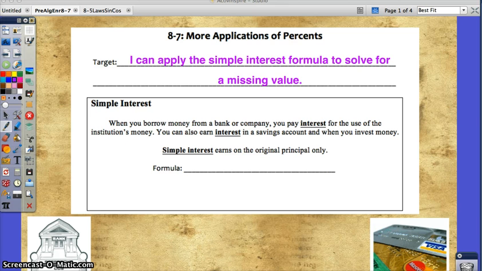You can also earn interest. So if you put a lot of money into a savings account, the bank really is borrowing your money now, and so they can add interest to your account based off of how much you have in there. You can also earn interest when you invest money. Simple interest is one type of interest, okay? We also have other types, but we're going to focus on simple interest for today.